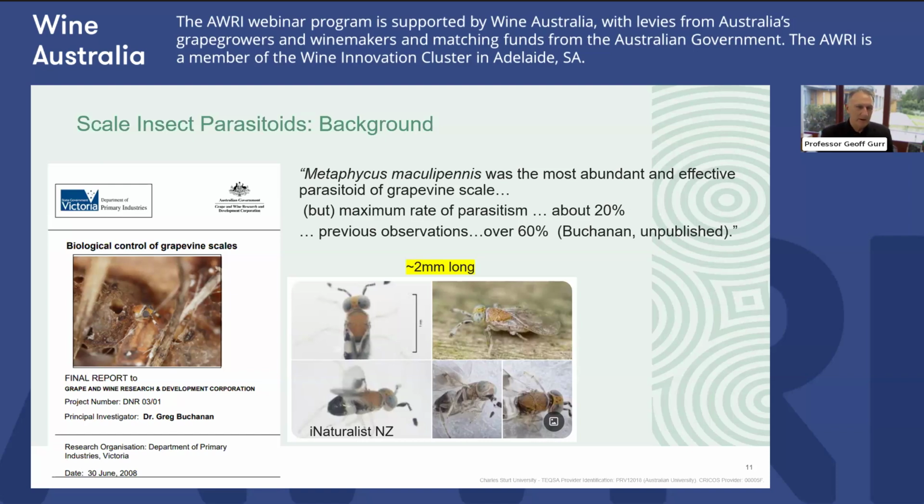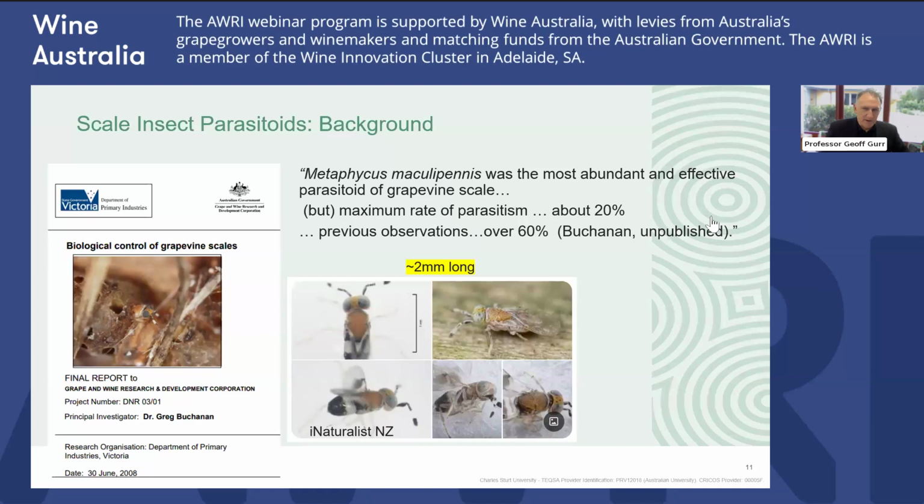So I think it's fair to say then that parasitoids like Metaphycus might be able to make a contribution to suppressing scale insects, but we should never run away with the idea that there's some kind of panacea or silver bullet solution to scale insect problems.